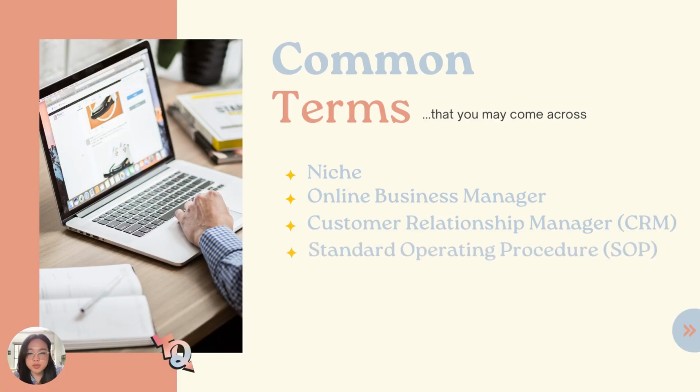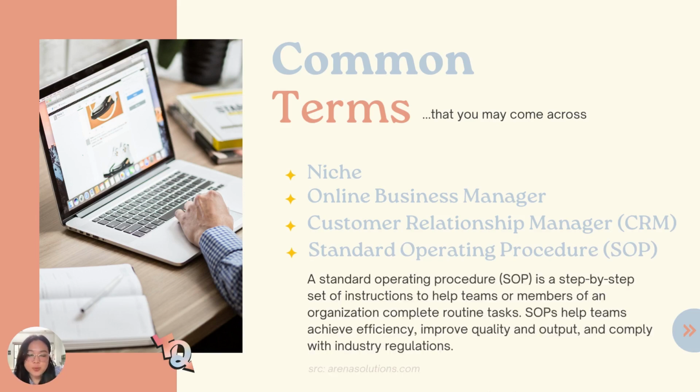Another term that you may come across is Standard Operating Procedure or SOP. An SOP is a step-by-step set of instructions to help teams or members of an organization complete routine tasks. SOPs help teams achieve efficiency, improve quality and output, and comply with industry regulations. So SOPs are set in place in every company or business to achieve efficiency, quality output, and uniformity of performance while reducing miscommunication and failure to comply with industry regulations.